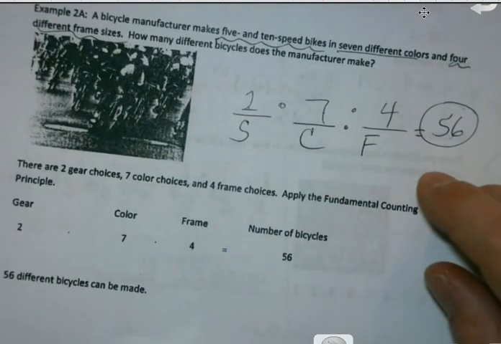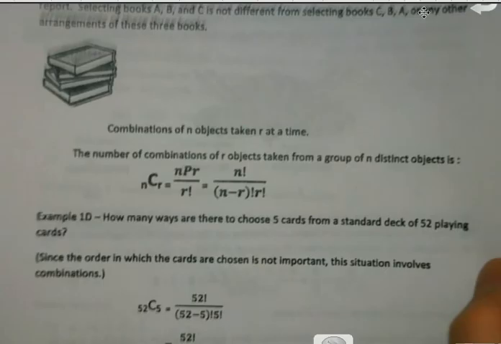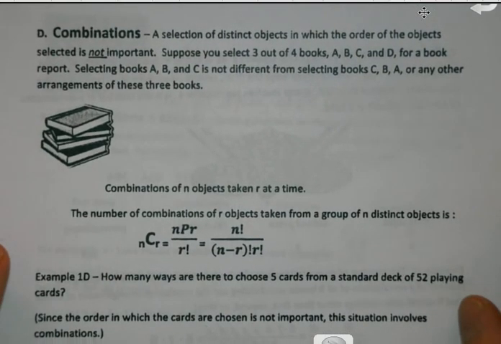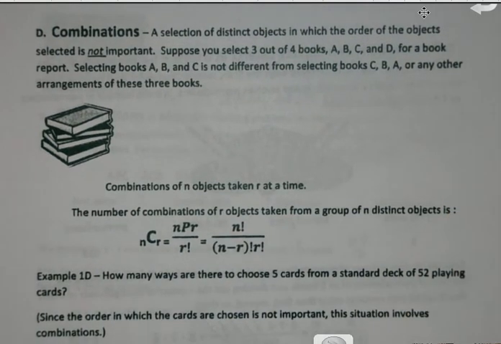And shock of shocks, people, we're almost done with the whole note packet already. You're so nice when you guys... I try. So, all right.